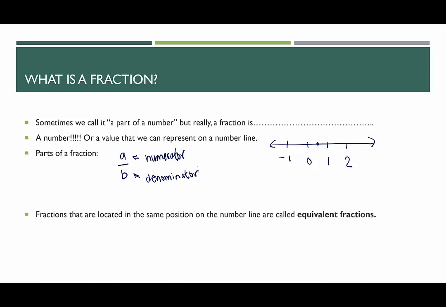Fractions that are located in the same position on the number line are called equivalent fractions. So I said that this number here is 1/2, but there's actually infinitely many equivalent fractions to 1/2, or that's values that represent that same spot on the number line. And what we're going to talk about right now is, how do we find these infinitely many other numbers that are equivalent to 1/2? So two fractions are equivalent if they simplify to the same value.